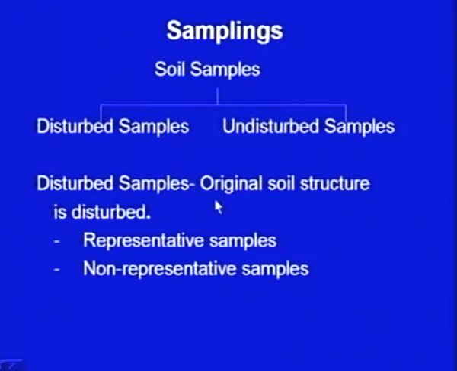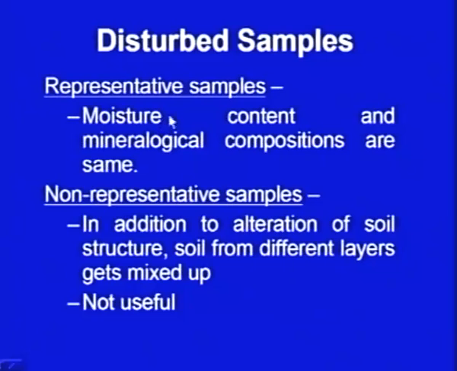In case of disturbed samples, the original soil structure is disturbed. So, we can have two categories under this: representative samples and non-representative samples. A representative sample is defined as that sample in which moisture content and mineralogical compositions are the same. A non-representative sample is defined as that sample in which, in addition to alteration of soil structure, soil from different layers also gets mixed up. So, as far as our purpose is concerned, for foundation engineering, these non-representative samples are basically of no use. We use the representative samples for some of the tests.